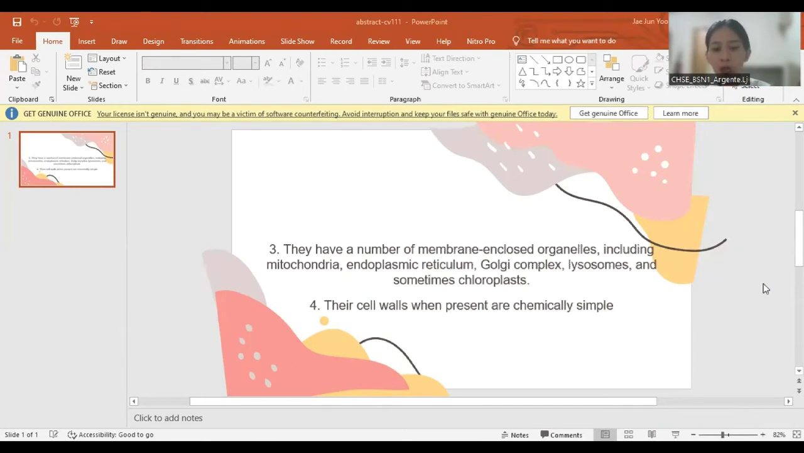So let's proceed to number 4. Their cell walls, when present, are chemically simple. So what is a cell wall? It is the outermost layer of the eukaryotic cells. It is important because it is a layer that protects the cell from injury or pathogen attacks.